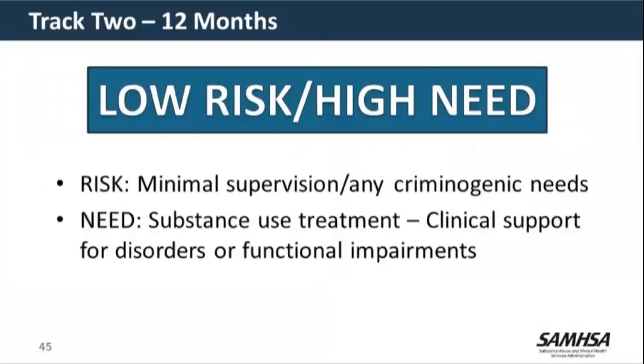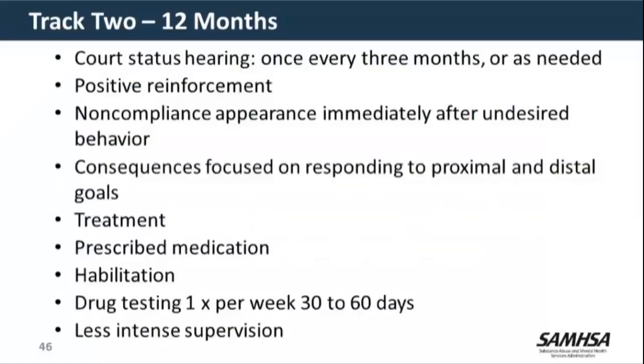Marlowe talked about maybe an older population, and that's indeed what we saw, who may have gotten involved in the opioid issue with an injury and then found themselves dealing with a substance use disorder. We realized we don't need to supervise them at a high level, but we did need to give them clinical support and substance use treatment. And so here's what the actual program looked like.